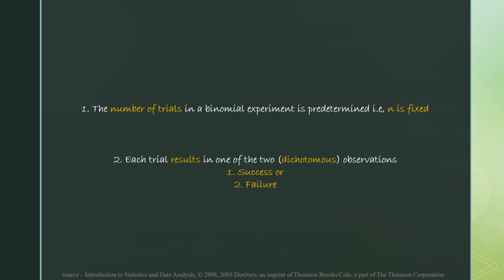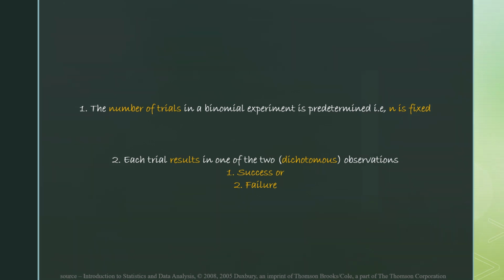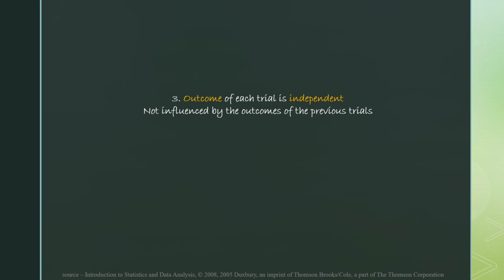Condition number 2. Each trial results in one of the two, in other words dichotomous, observations: 1 success or 2 failure. Condition number 3. Outcome of each trial is independent. In other words, outcome of each trial is not influenced by the outcomes of the previous trials.